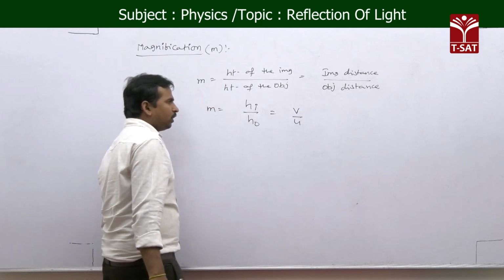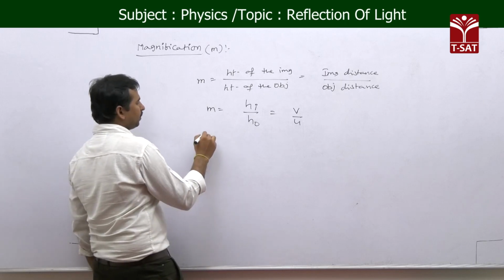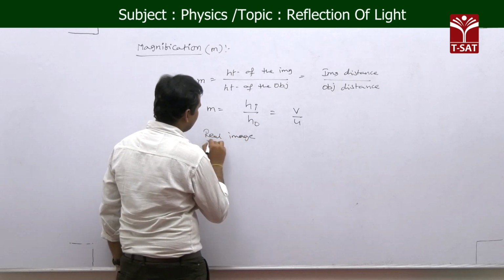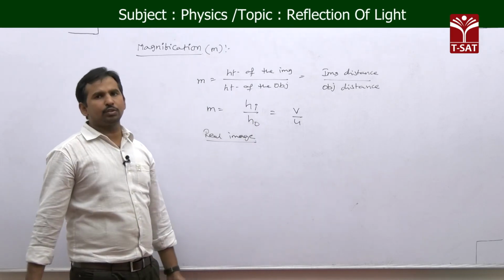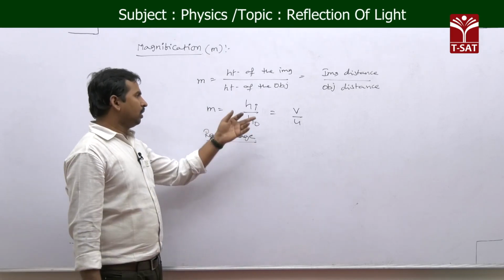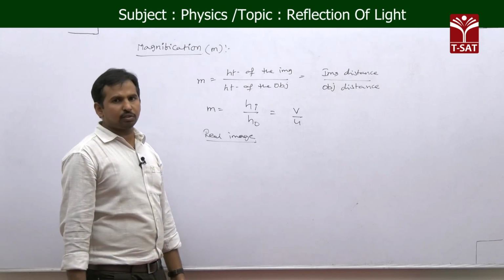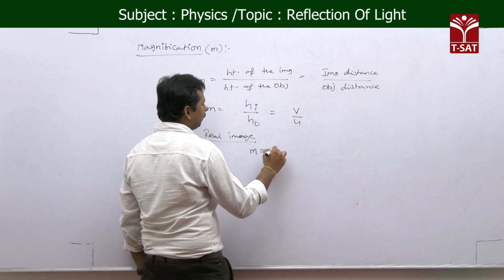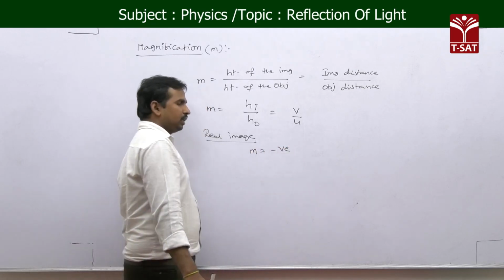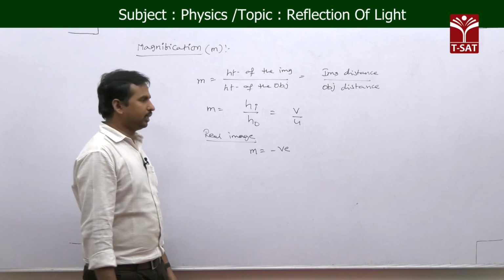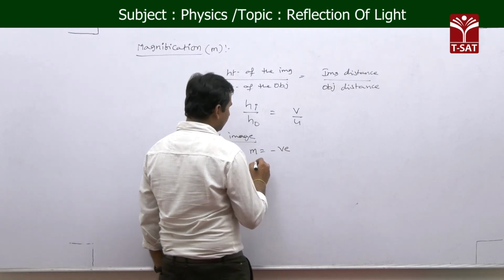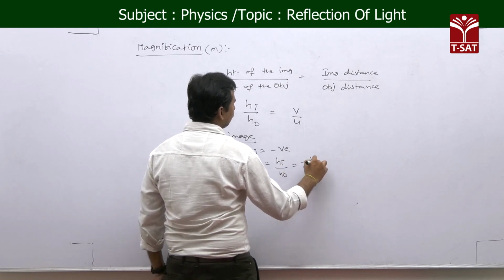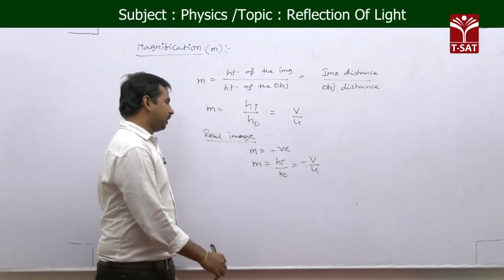If a real image is formed, then as the light rays bounce back into the same medium, we get an inverted image. To show that inverted image, the magnification m value is negative. So m is equal to height of the image by height of object, which is equal to minus v by u.